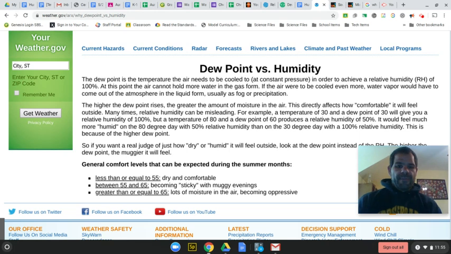Okay, and that kind of tells you at the bottom here as well. This actually gives you 3 indicators. Less than or equal to 55 is dry and comfortable. Between 55 and 65 is becoming sticky, so it's slightly uncomfortable. And greater than or equal to 65, lots of moisture, becoming oppressive. That means you really feel the heat and humidity in the air. So one more time, the dew point is a much more reliable indicator of how it feels outside than just the relative humidity is. But either way, both very important things to look at on the weather map.